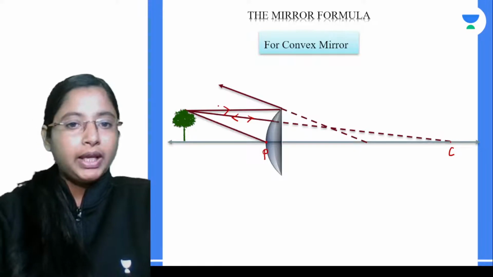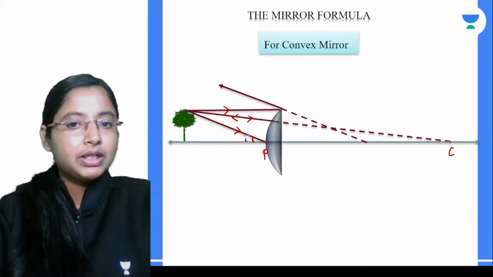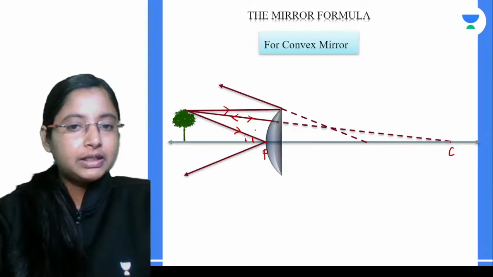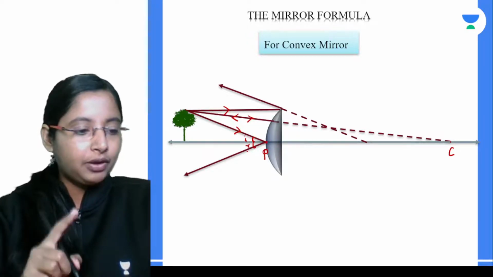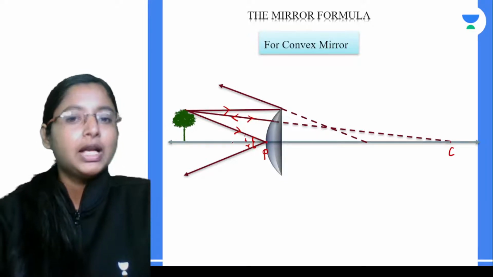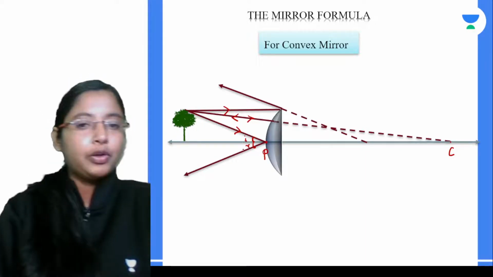Now, any ray that is incident towards the pole, whatever this angle of incidence is, let's say it is 5 degrees, then when it is reflected back, whatever the angle of incidence is, this will be the angle of reflection. Because obviously that is basically the law: angle of incidence and reflection are going to be the same.